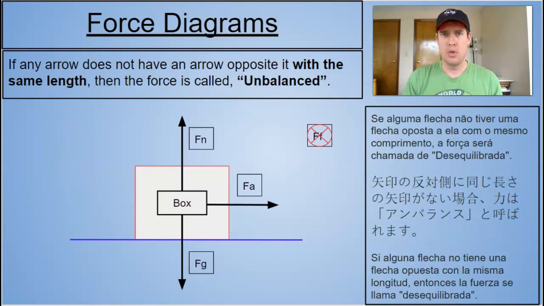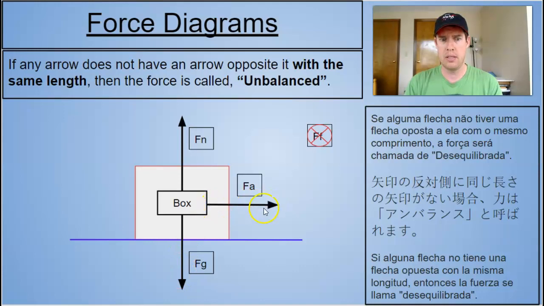But are there situations where the forces on an object are not balanced? Yep, there sure are. So on a force diagram, if any arrow does not have an arrow opposite it with the same length, then we call this an unbalanced force. This arrow is balanced by this opposite arrow.